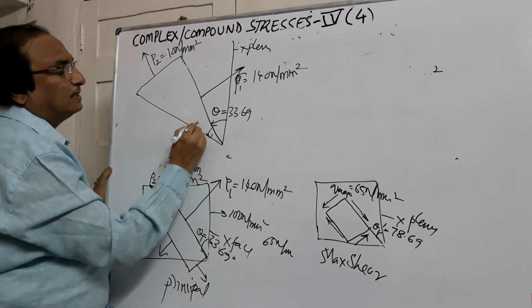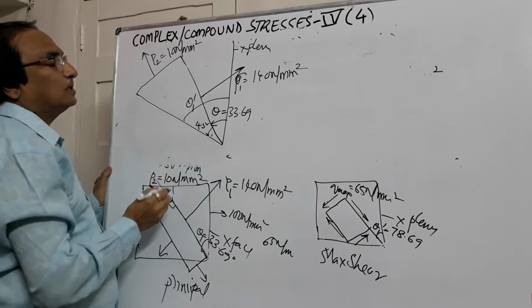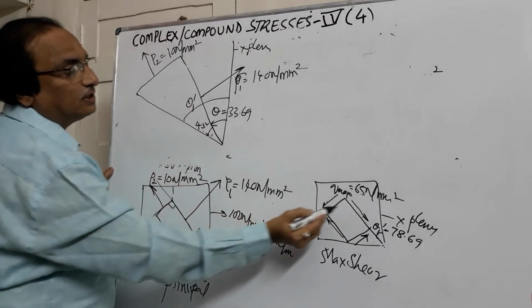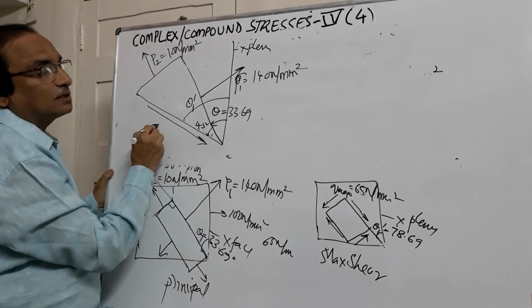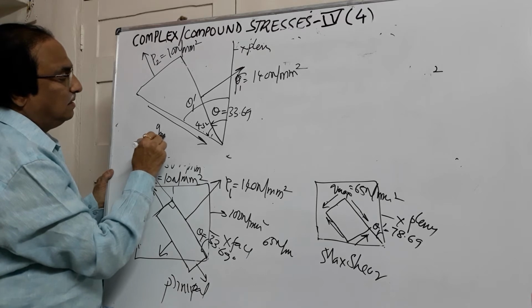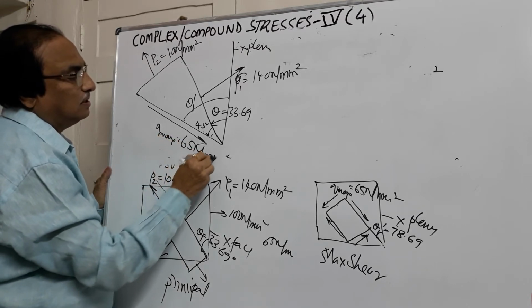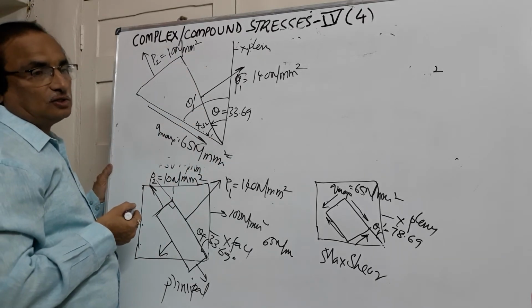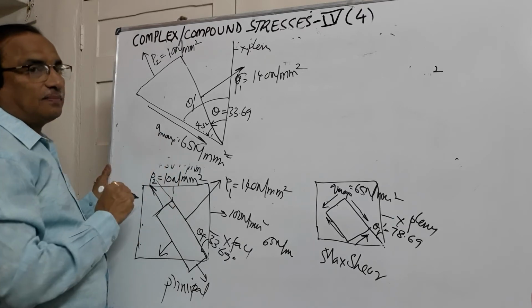plus 45 degrees. So this will be totally theta 1 dash. So theta 1 dash is theta plus 45. On this plane there is a shear stress acting, and this shear stress is acting like this. So this is Q max, and this will be equal to 65 Newton per mm square. So this will show the combination of principal stresses, principal plane, shear stresses and shear plane.